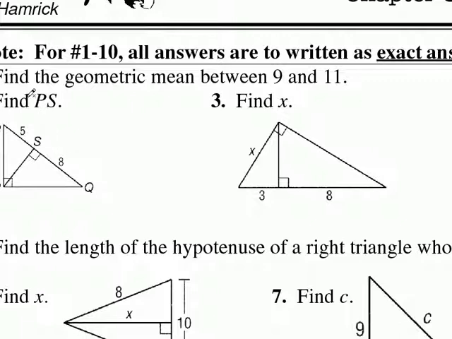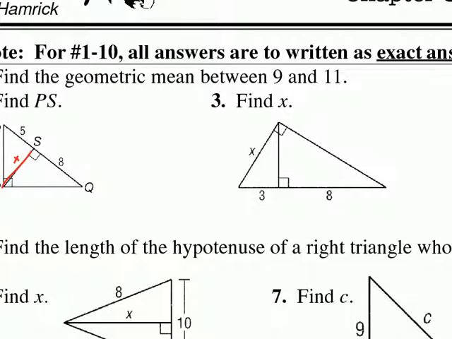Let's do this. Find PS. This is right there. Now, this is that situation where we're going to do the geometric mean. You've got a big right triangle right here. This is the altitude drawn to the hypotenuse. That is the geometric mean. So PS right here, let's just call it X. Is that all right?